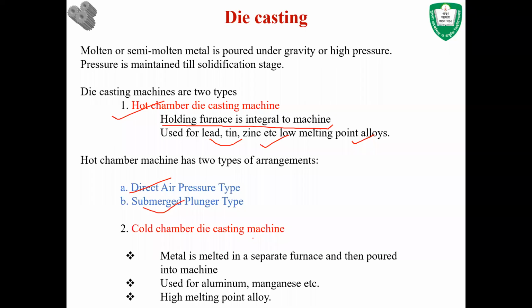Second one is the cold chamber die casting machine. In this case, the furnace that is melting the material is different. It's located in a different place than the machine. It is not an integral part of the casting process. The casting process is located separately, and the molten material is melted in a different furnace. In this case, you can cast many different materials and alloys, for example, aluminum, magnesium, and so on.